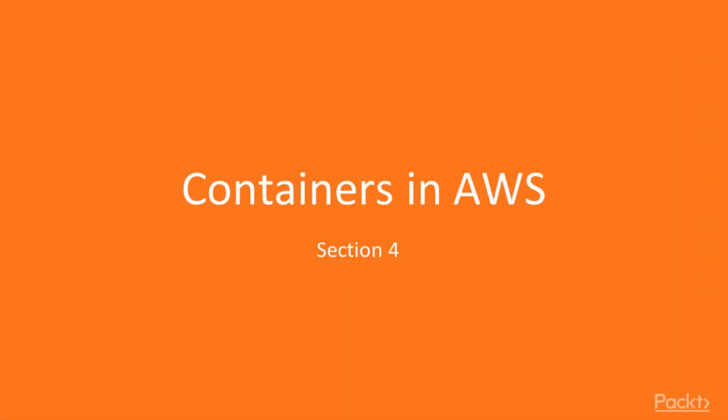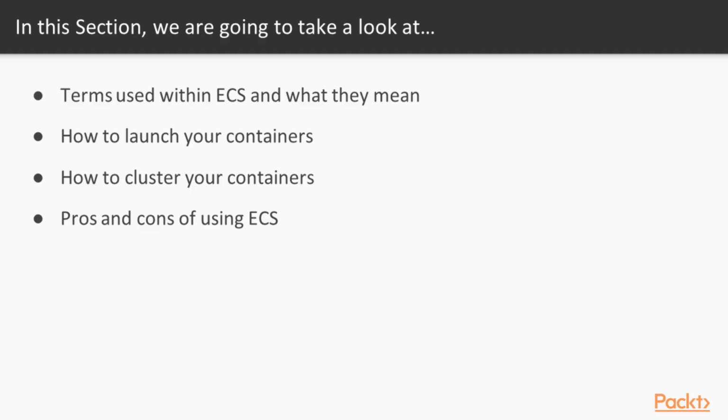Hello and welcome back to this last section. In this section, we'll talk about launching Docker containers in AWS. We will take a look at AWS' own container running service called ECS, and we will see how to use it. We'll see how to launch and cluster the containers and sum up with pros and cons of using ECS.